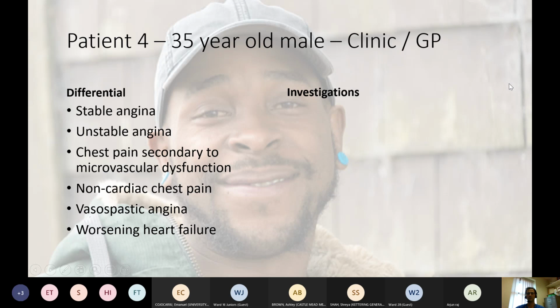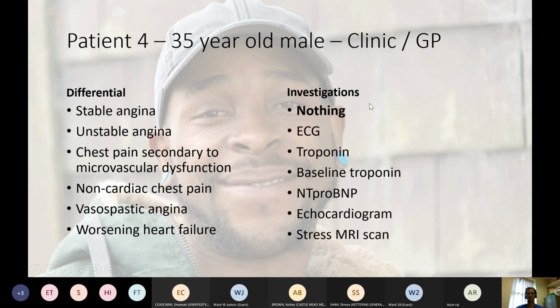And investigations, well, the best thing you can do, if possible, if it's clear that it's not cardiac, is nothing. You could think about doing an ECG, but that's potentially going to be awkward because it probably isn't going to be normal. And if you don't have an old one for comparison, you might be no further forwards. And if you're satisfied clinically that this is not an acute coronary syndrome, then you don't need to do an ECG.